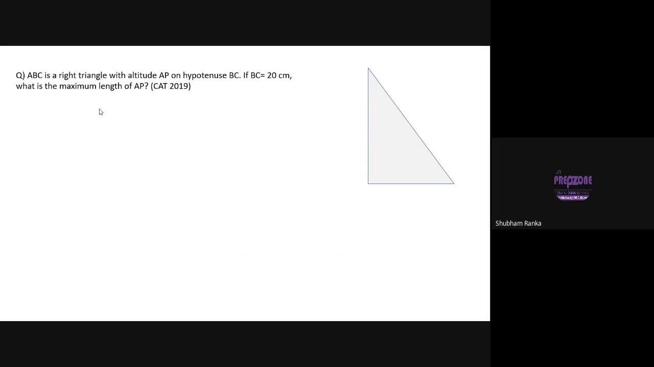Again, a CAT 2019 question, even more recent than the last one. ABC is a right triangle, altitude AP on hypotenuse BC. Okay, this figure is already drawn. So it's a right triangle ABC. Altitude AP on hypotenuse BC. Again, this setup that we discussed, right? That if it's a right triangle and there's an altitude, shooting the 90 degree altitude from the vertex of the 90 degree. This is AP.